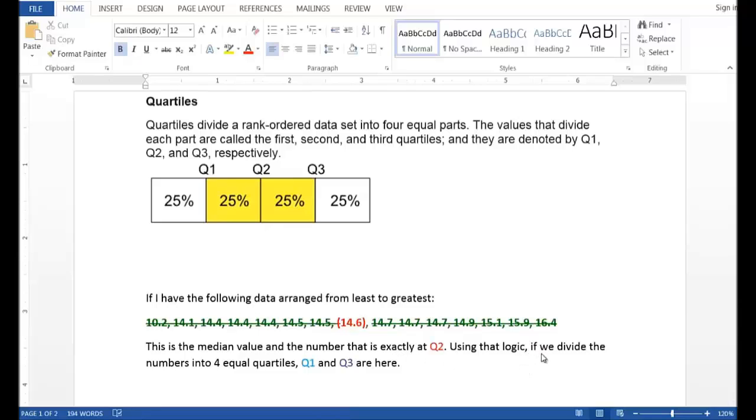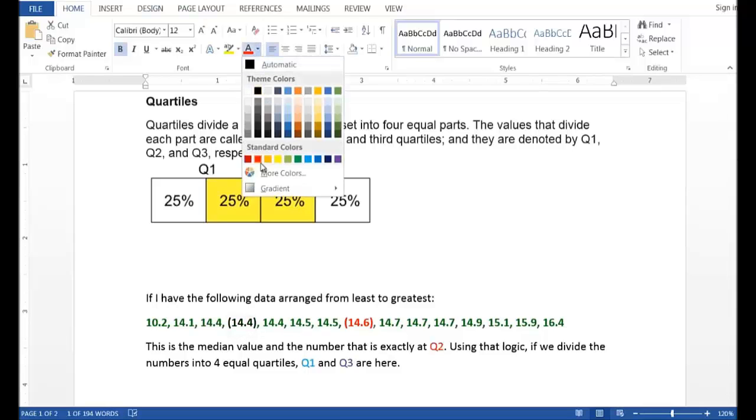So if we use that logic, we can divide the numbers into 4 equal parts, 4 equal quartiles. And we should label Q1 and Q3 in the correct spots. So you might be asking yourself, how do I find Q1 and Q3? Well, remember, we need to split these numbers here into 4 equal pieces. So if I have all this data here, I can find Q1 at 14.4. You might be asking yourself how I got that information. How do I know that that is Q1?